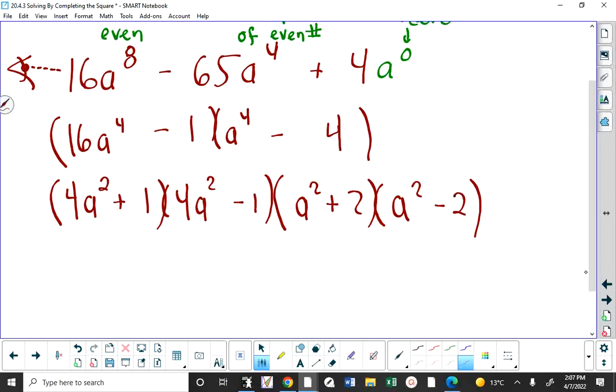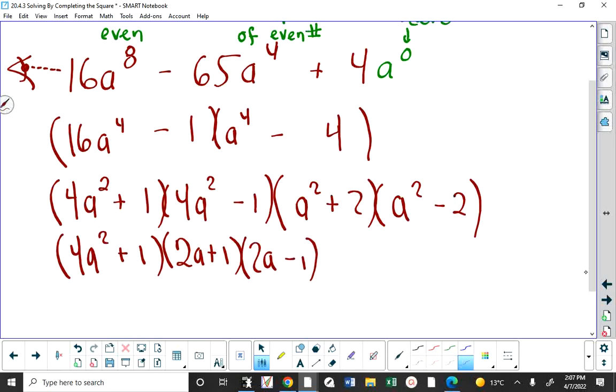I cannot factor this. There's no such thing as a factorable sum of squares. But I can factor the next binomial into 2a plus 1, 2a minus 1. A squared plus 2 is not a difference of squares, so I can't factor it. Is a squared minus 2 a difference of squares? Not in this course. Okay.